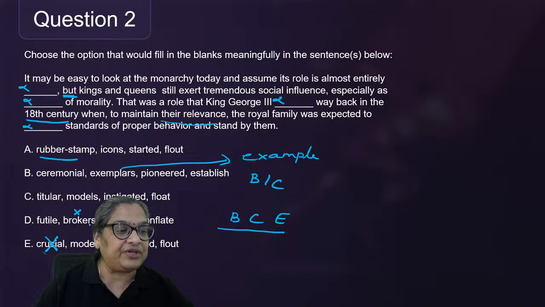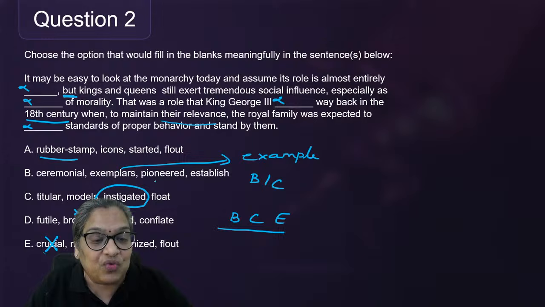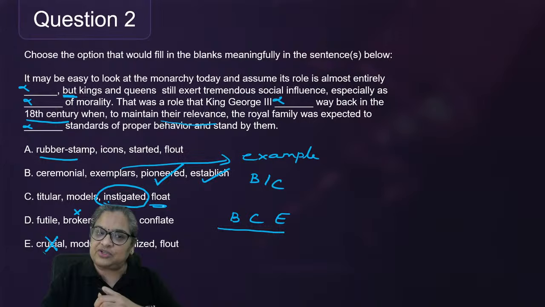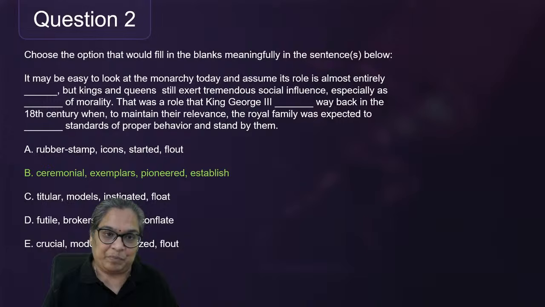I'm getting lots of answers for B, because he could not have instigated something way back in the 18th century. He would have started it. And the royal family was expected to establish. You don't say float standards of proper behavior, you don't say. Establish. Put this in place. Okay? Therefore, the correct answer is B. Did everyone get it? Right? All right. Moving on.